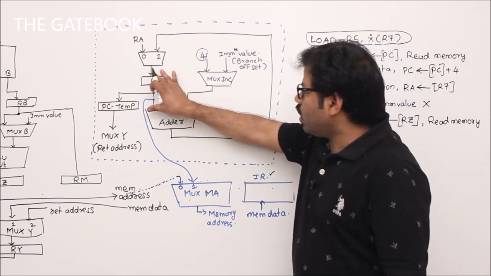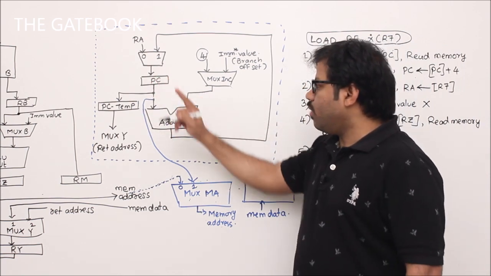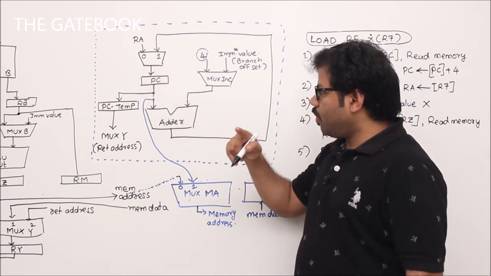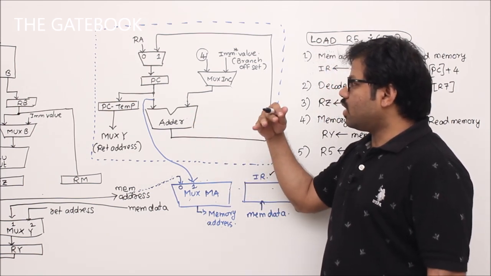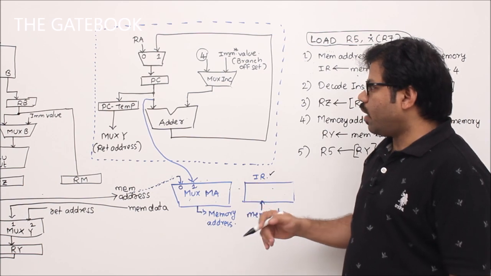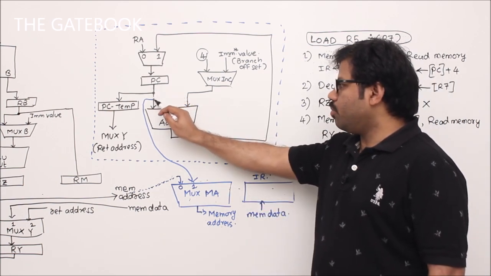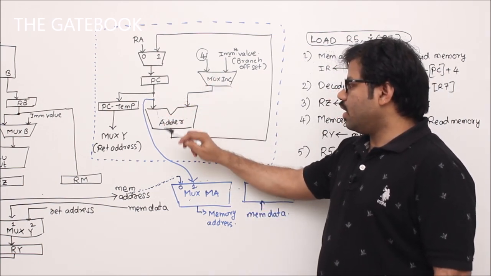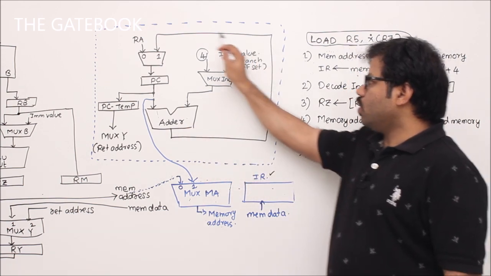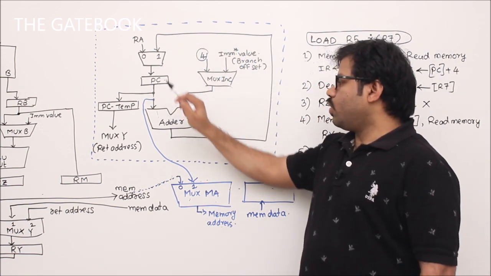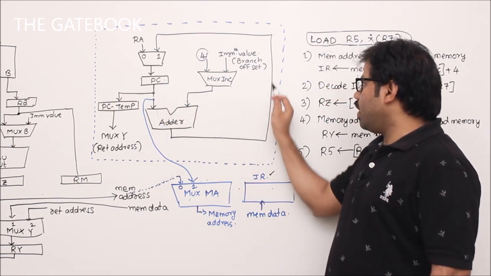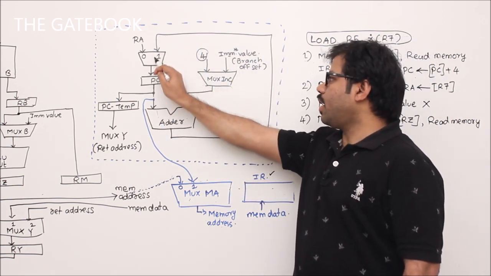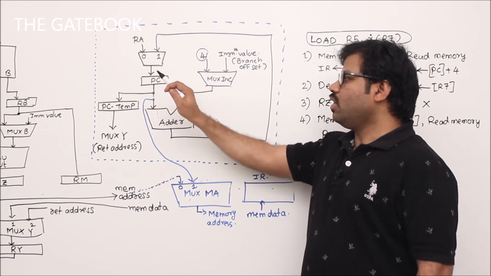So if you focus on this part, then whenever I perform an operation, if I ask the circuit, my dear circuit, start functioning, then what is going to happen is this program counter value will be taken here, 4 will be taken here. So program counter plus 4. PC plus 4 is traveling like this, and it is coming back and it is getting stored in PC.